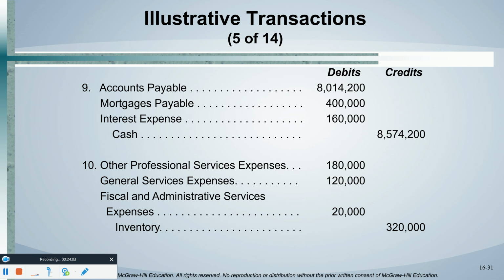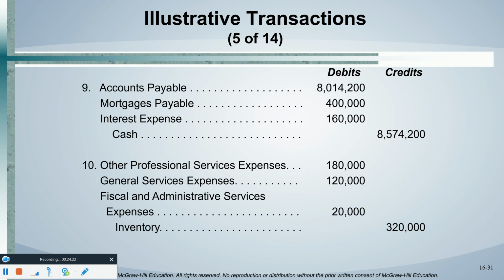Journal entry 10, it looks like we are utilizing some inventory. Inventory is basically supplies. We're not talking about inventory that we're selling, basically supplies used on patients. I guess you can call it inventory because we are using them on the patients.